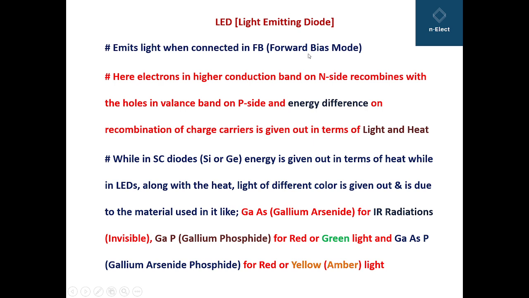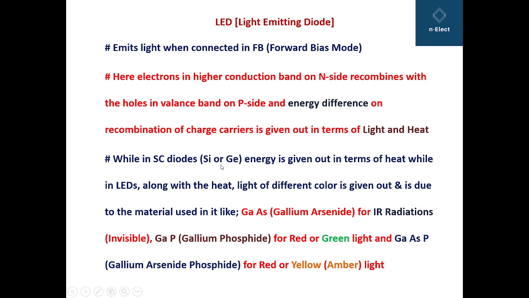As you know, there are two modes of connecting the diode, forward bias and reverse bias. So far as LEDs are concerned, they are always connected in forward bias mode. Here, when the LED is connected in forward bias mode, electrons in the higher conduction band on the N side recombine with the holes in the valence band on the P side, and the energy difference on the recombination of these charge carriers is given out in terms of light as well as heat.